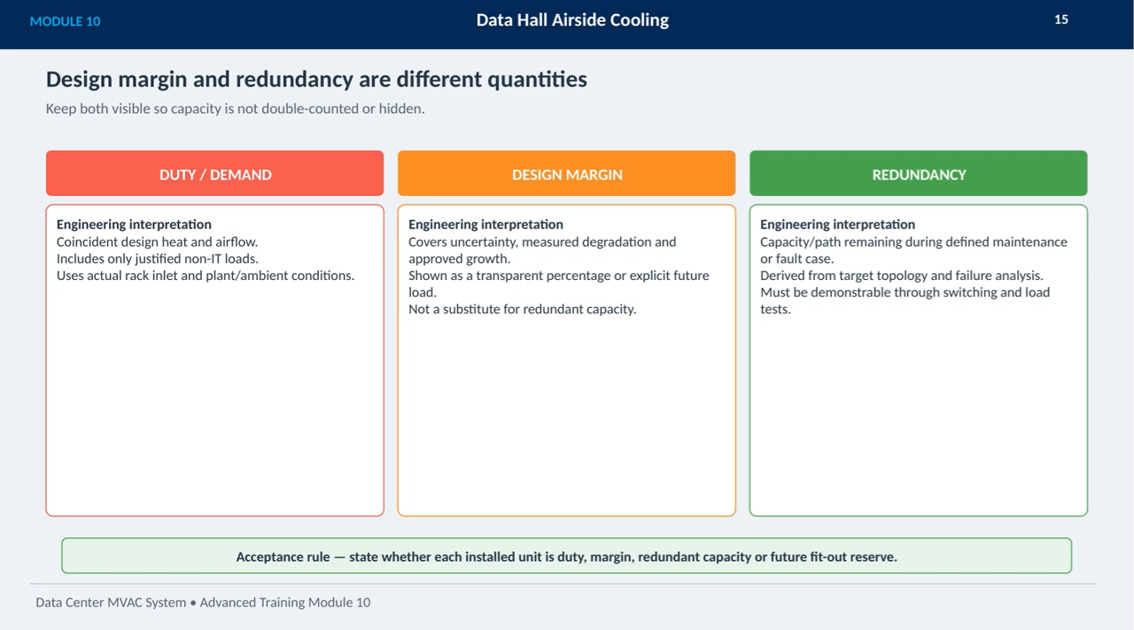capacity. Speaking of redundancy, this is the capacity or path available during maintenance or in a fault situation. It comes from the target topology and failure analysis, and must be clearly demonstrable through switching and load tests. Finally, a key acceptance rule is to clearly state whether each installed unit serves as duty, margin, redundant capacity, or future fit-out reserve. This clarity ensures proper system design and reliable operation.